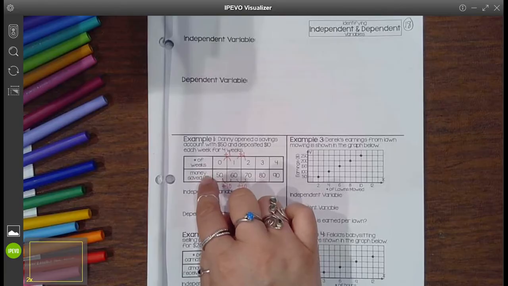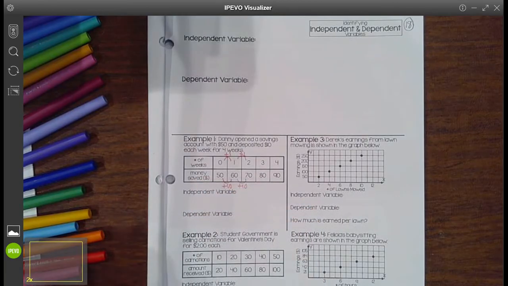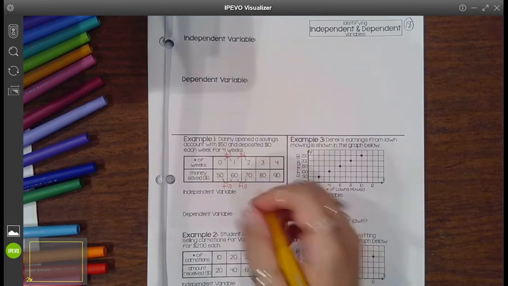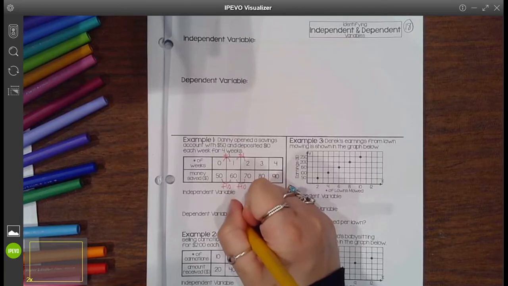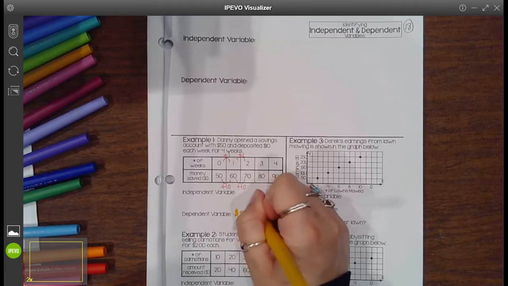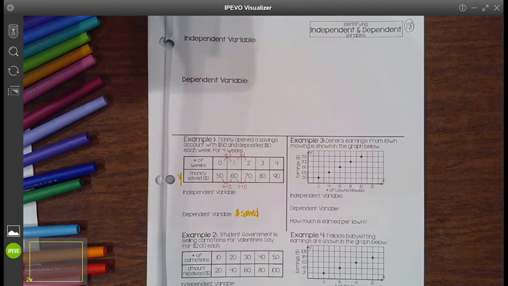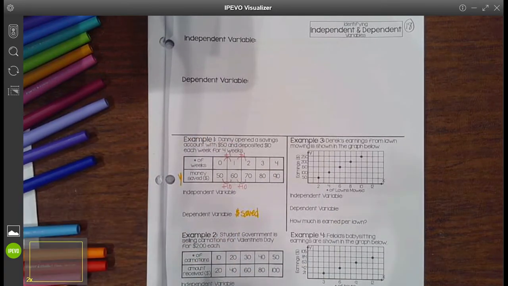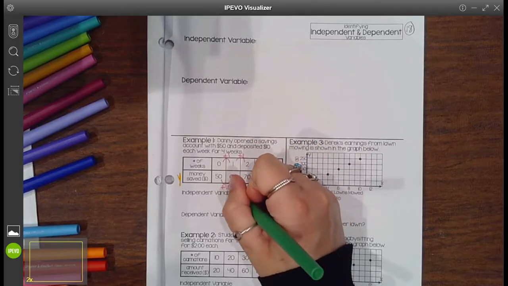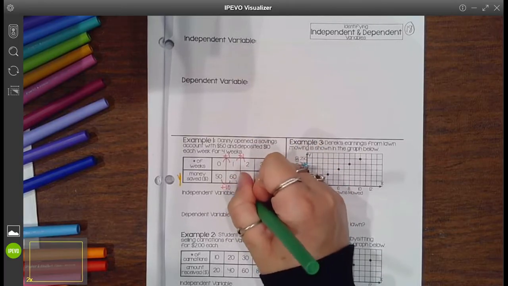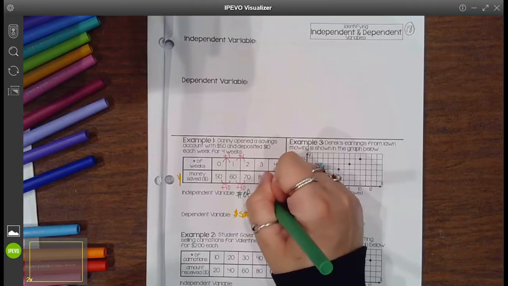So this is my dependent variable, how much money I've made. So the dependent is the money I've saved. And remember, that's your y. So your answer depends upon x, which is the number of weeks that you've been saving.